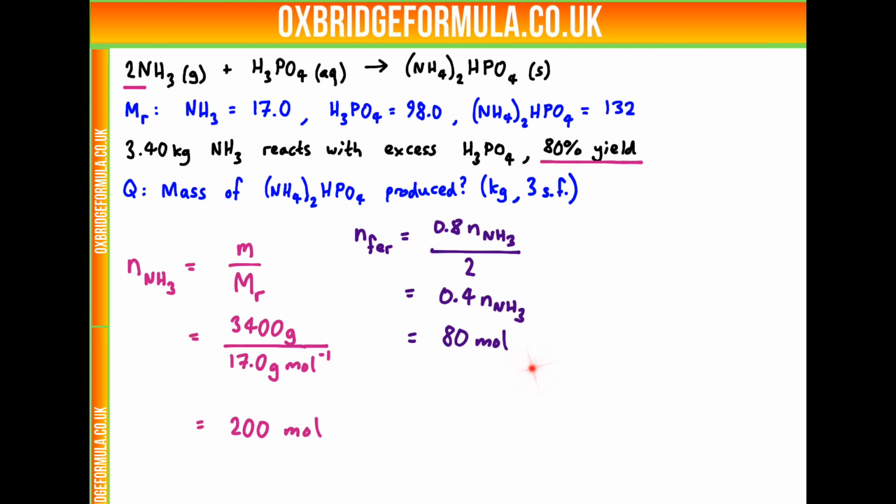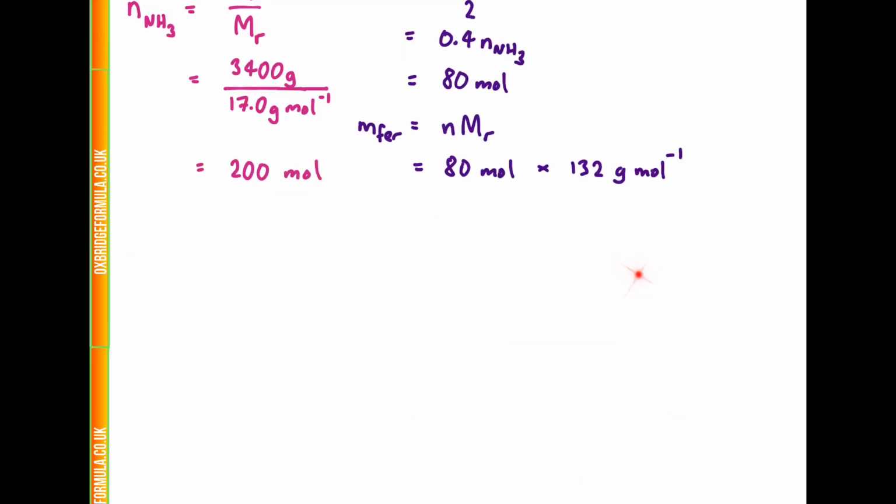So we've got one more conversion to make, and that's the moles of fertilizer into the mass of fertilizer, which is what we're asked for. Now, how do we work this out? Well, by rearranging this equation here, we know that mass is the number of moles times the relative molecular mass. So we have both of these. The number of moles is 80, and the relative molecular mass of this fertilizer is 132. So how do we go about 80 times 132?